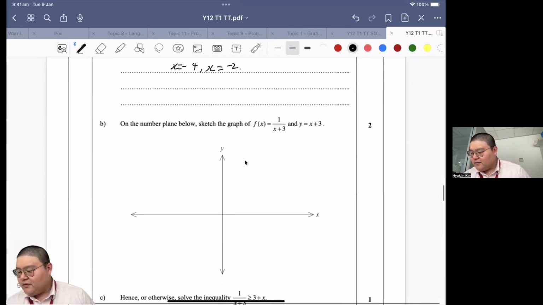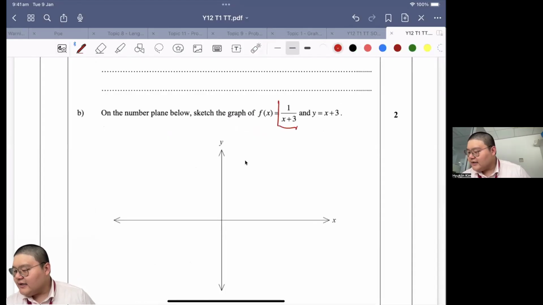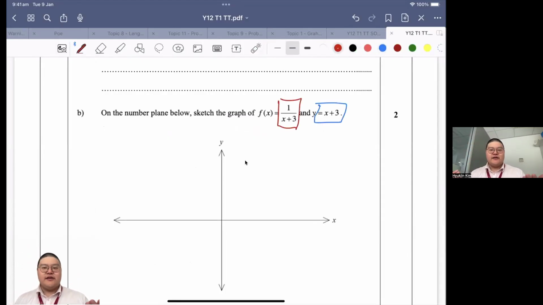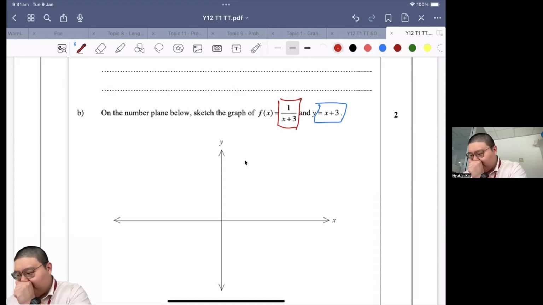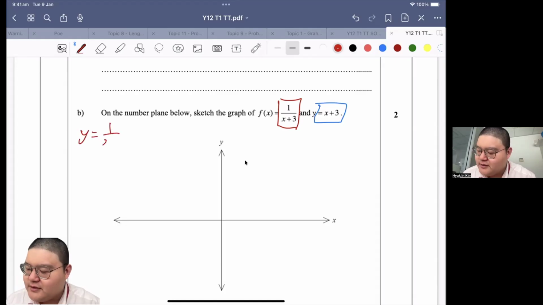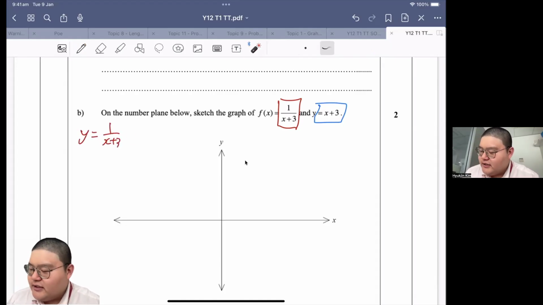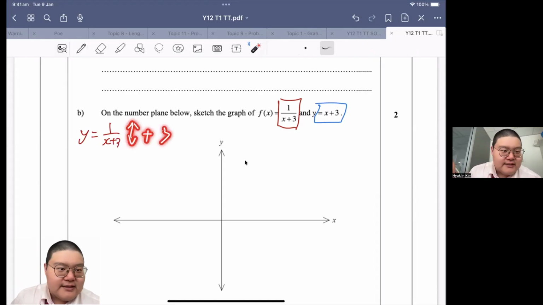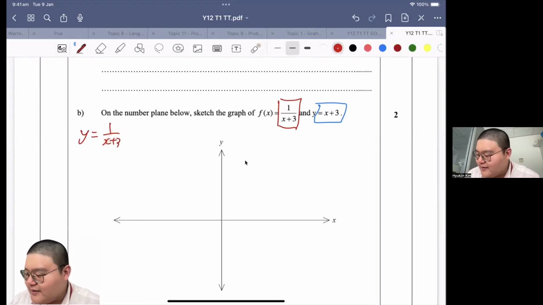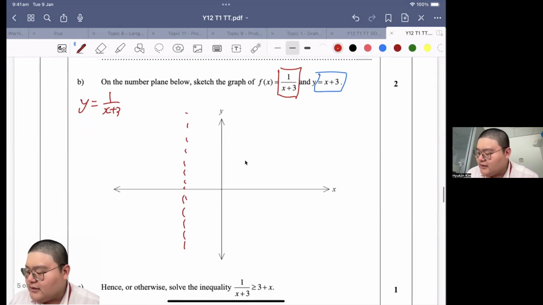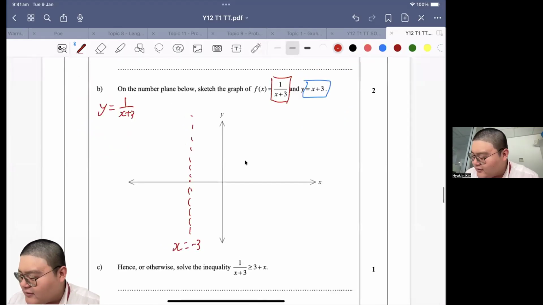On the number plane below, sketch the graph of this one and this one. One unfortunate thing is that they didn't actually give us a chance to find the asymptotes and all that. We actually have to know this. First thing first, if I have y equals 1 over x plus 3, there is no constant up or down. There is no plus c. There's only a plus 3. What does that mean? There is a left translation, x equals negative 3, and everything else just looks like this, like a normal hyperbola that we expect it to be.